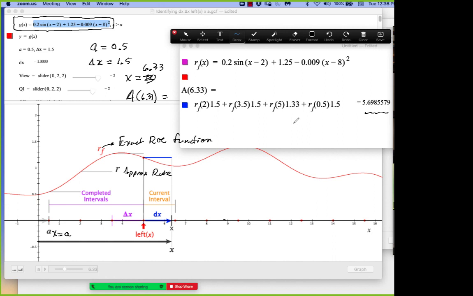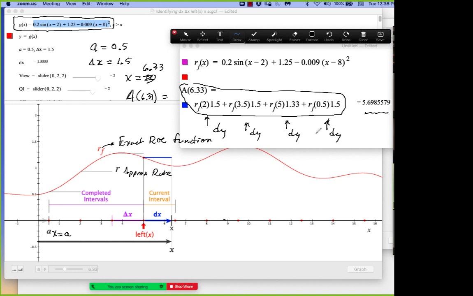Okay, questions on this? So that's the same thing we did with the rocket basketball. And once again, this is going to be the structure of the one-line accumulation function that we're going to start to build now. Just never lose sight that it's just the rate at the left times the width of the interval, plus the rate at the left times the width of the interval, the rate at the left times the width of the interval, which is just a bunch of little dy's. Dy's from the completed intervals, and one last dy from the current interval. That's what this one-line accumulation function is going to do for us.